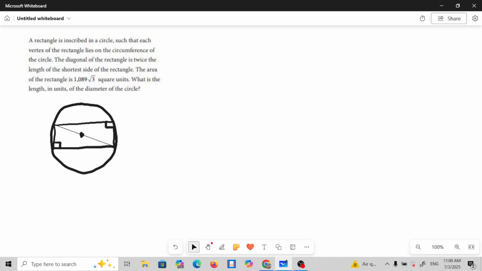After that, we have been told that the diagonal of the rectangle is 2 times the shortest side of the rectangle. Let the shortest side of the rectangle be equal to x. The diagonal of the rectangle will therefore be equal to 2x over here.